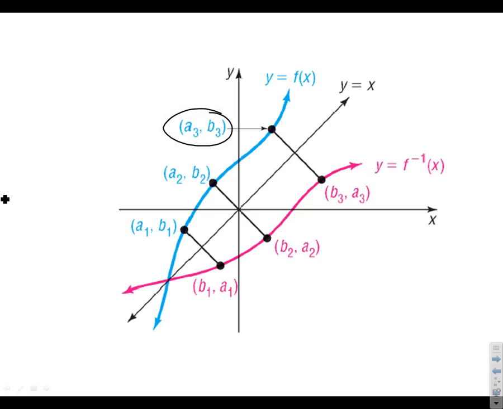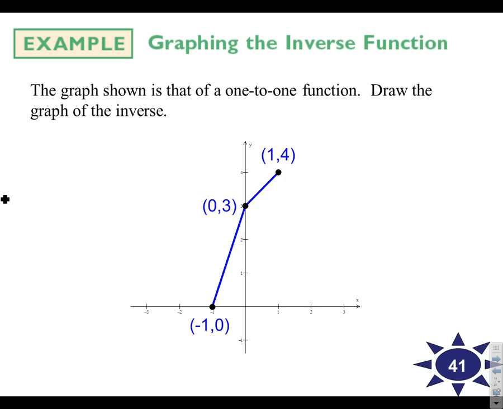Notice here, (A3, B3) becomes (B3, A3). This is how you're going to graph it. You're going to switch. Remember, that's how we do inverses. Switch your x's and y's. So (1, 4), what does that become? That becomes (4, 1). (0, 3), what does that become? That becomes (3, 0). All right, (-1, 0) becomes (0, -1).